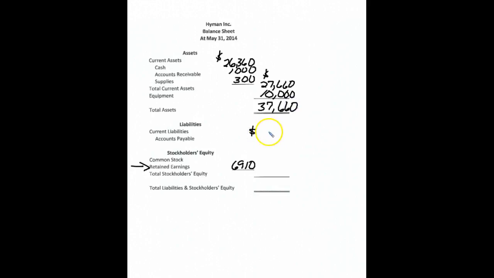Liabilities, we had an account payable of $750. And that was the only liability. Common stock was $30,000. And then we had our retained earnings of $6,910. Add those together to get $36,910. Then we'll add liabilities plus stockholders' equity, $37,660. And we're in balance.